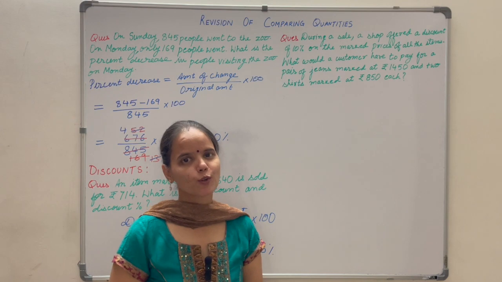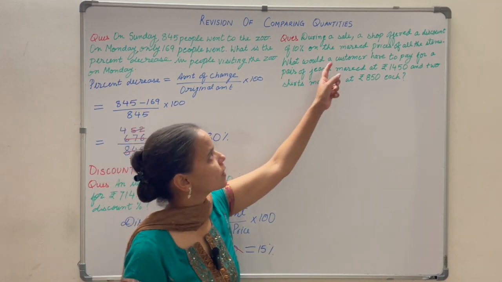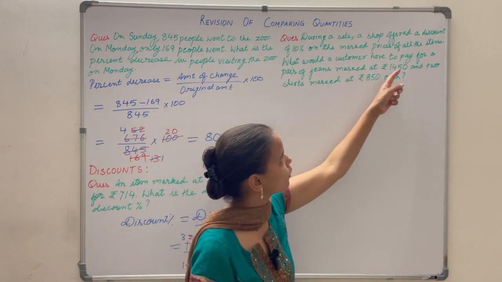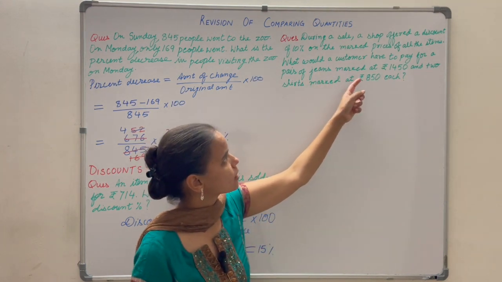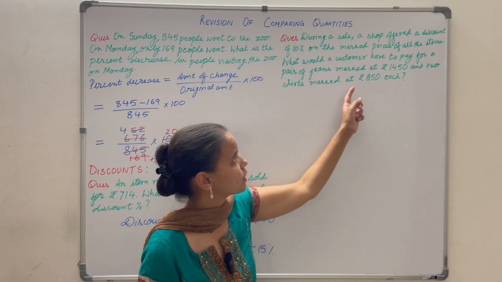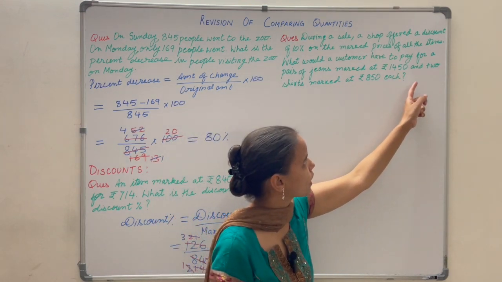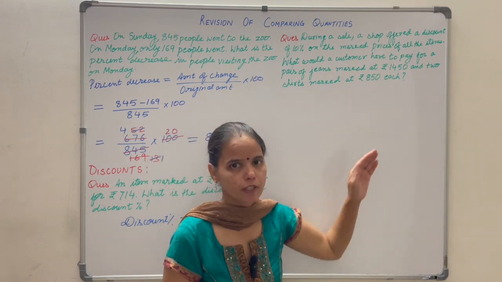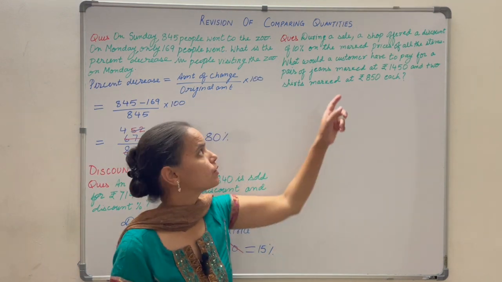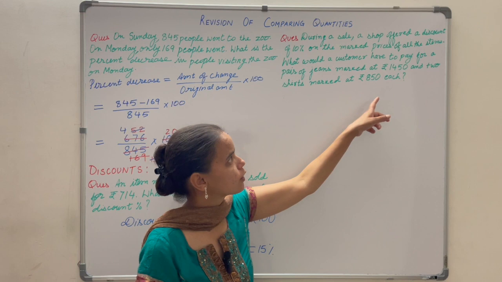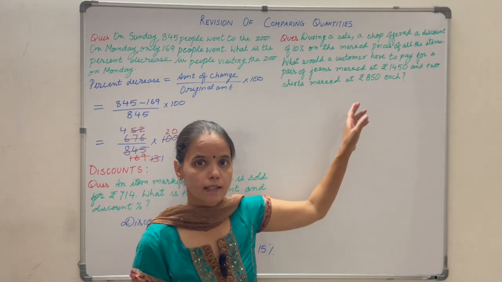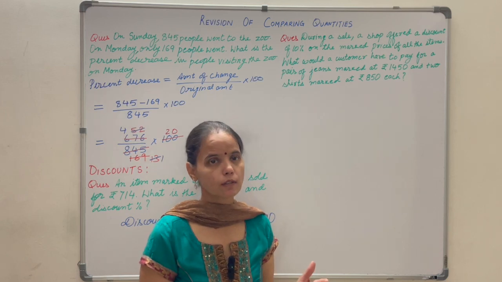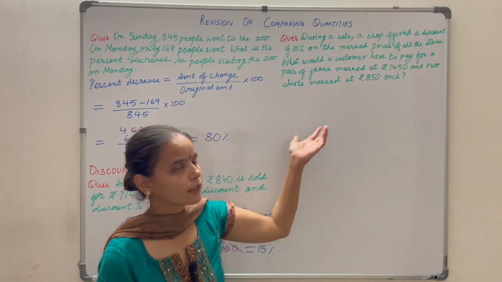Let us take one more question on discount. During a sale, a shop offered a discount of 10% on the mark price of all the items. What would a customer have to pay for a pair of jeans marked at rupees 1450 and two shirts marked at rupees 850 each? So here in this question you need to find out the sale price. To find out the sale price, here they have given you the discount. So first you need to calculate the discount and then you can find out the sale price.